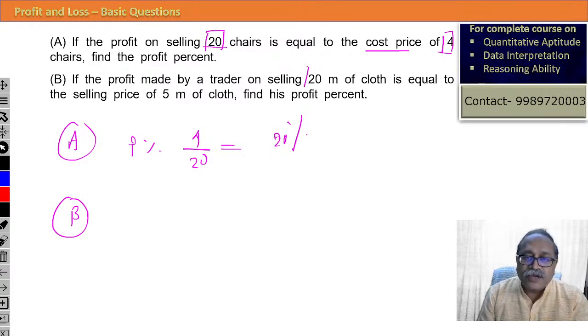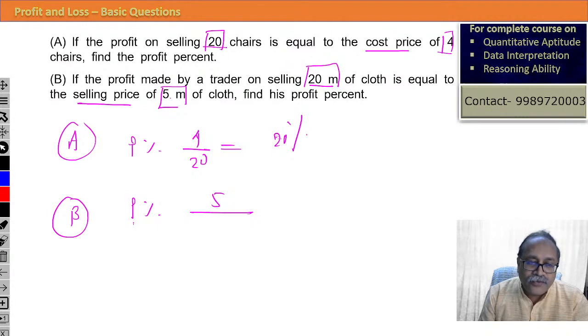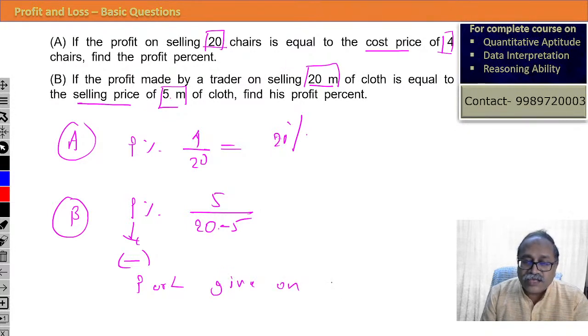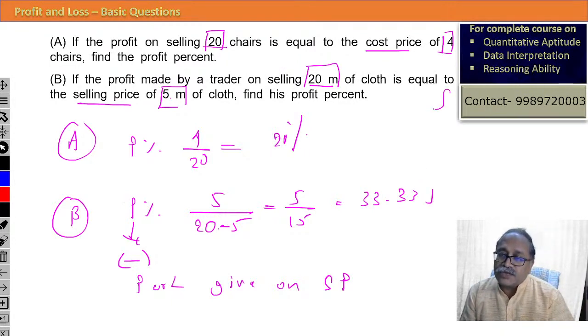नाउ ऑन सेलिंग 20 meters he is getting a profit of 5 meters. सेलिंग प्राइस पे है तो यहाँ पे क्या करोगे आप, दैट प्रॉफिट परसेंटेज इज इक्वल टू दिस 5 बाय, अगर प्रॉफिट है तो यहाँ पे 20 माइनस हो जाएगा, माइनस साइन लीजिए यहाँ पे, -5. कब? when the profit or loss given on SP selling price, तब इस तरह से करेंगे. माइनस, अगर ये लॉस होता तो यहाँ पे प्लस करते. तो यहाँ पे आप देख रहे हैं कि 5/15 विच इज 33.33%.